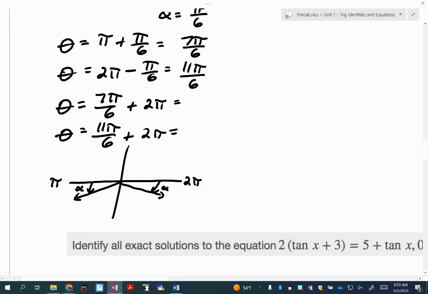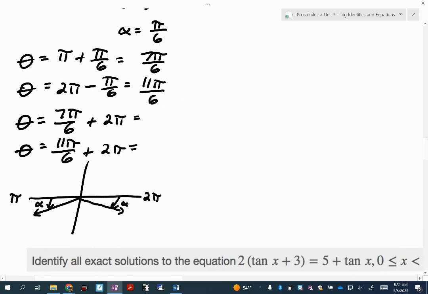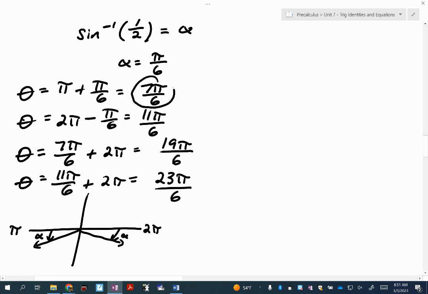So actually we get 4 solutions here. Changing 2 pi to have a denominator of 6 is 12 pi over 6. So when you add that together, you get 19 pi over 6. And then 11 pi over 6 plus 12 pi over 6 is 23 pi over 6. We actually get 4 different solutions here for theta.